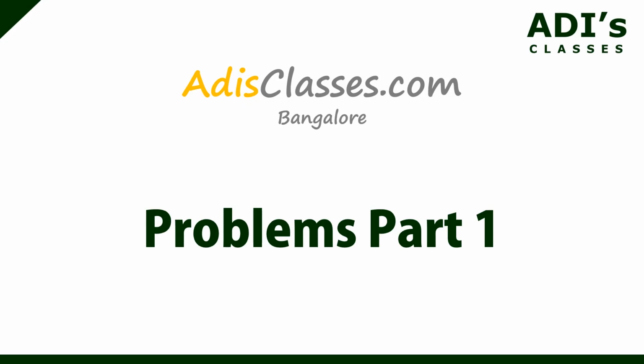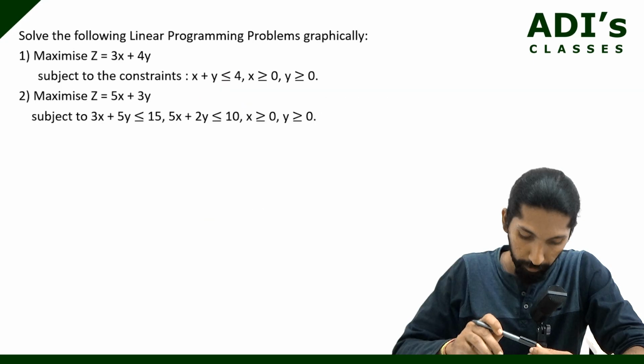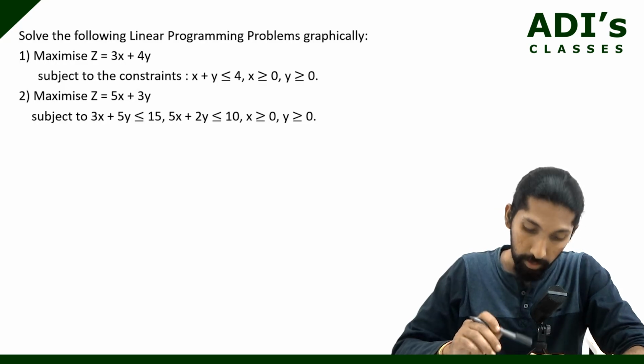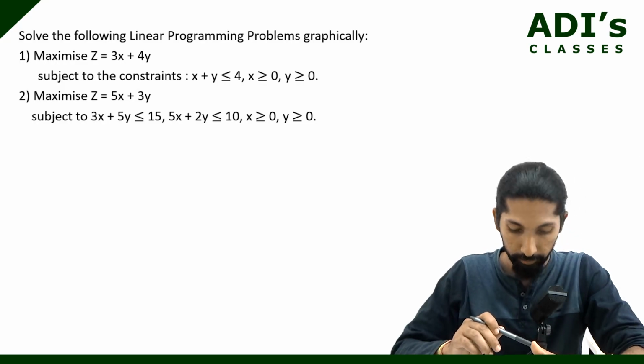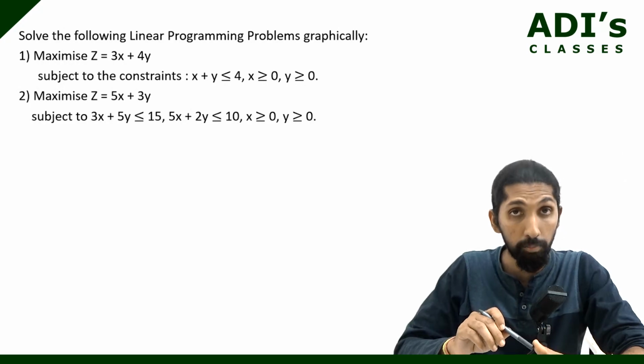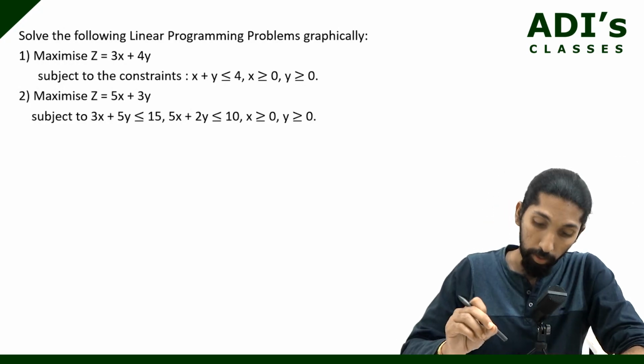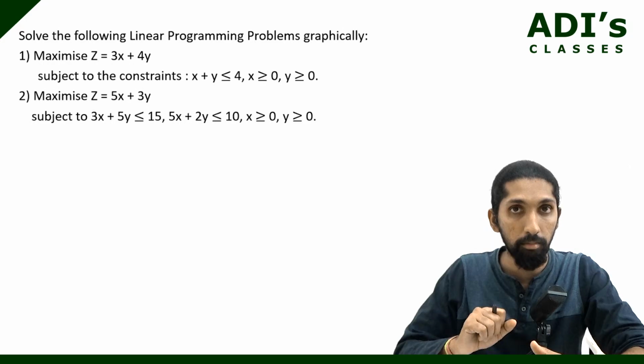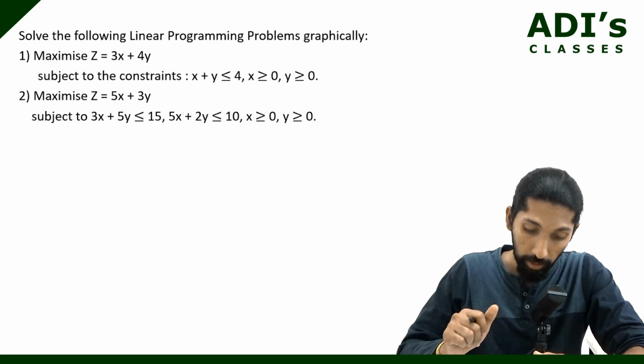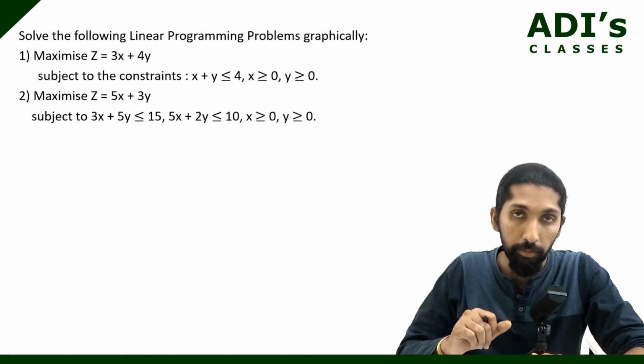Let's solve a few problems on LPP now. Look at the first one. Maximize z is equal to 3x plus 4y. Remember, this is the objective function. The variables x and y are the decision variables. Then, what are the constraints given?